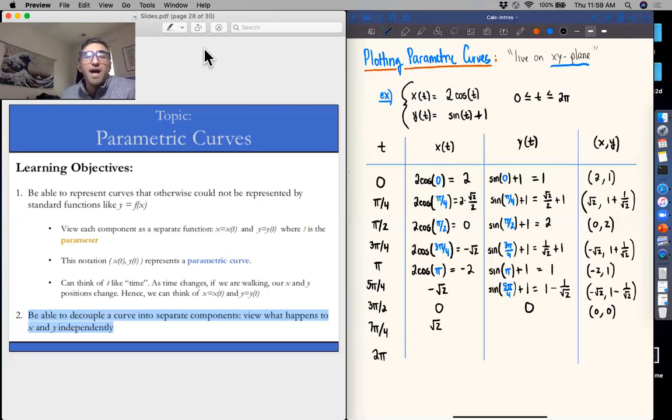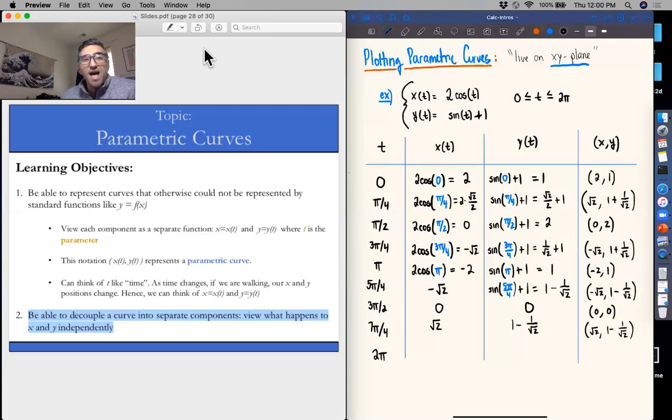If we plug 7 pi over 4 into our y equation, we actually get a similar value to the case when we had 5 pi over 4. So sine of 7 pi over 4 is a -1 over the square root of 2, or it's negative square root of 2 over 2. So what we end up getting is 1 minus 1 over the square root of 2. So this point that we plot is square root of 2, 1 minus 1 over the square root of 2. And finally, coming back to 2 pi.